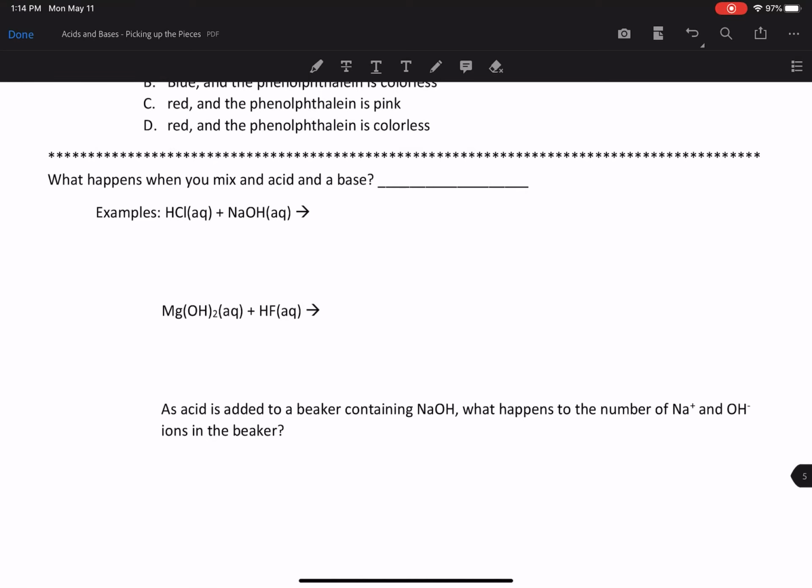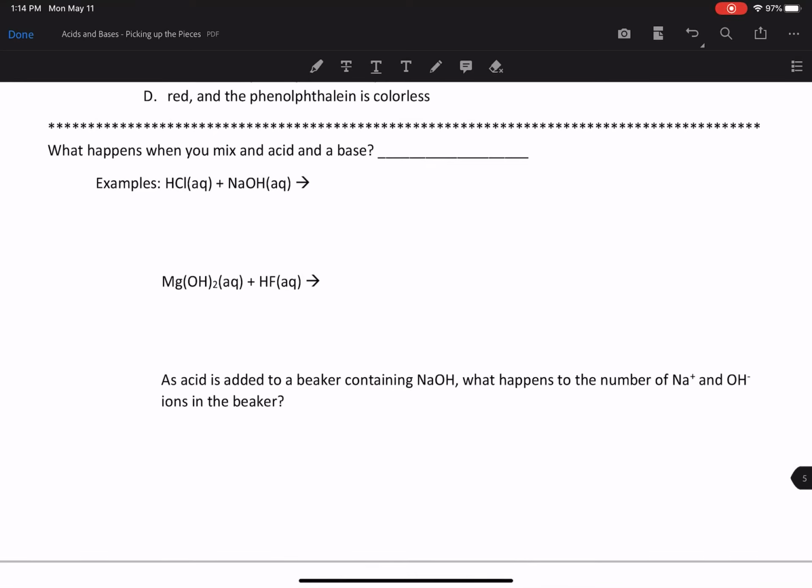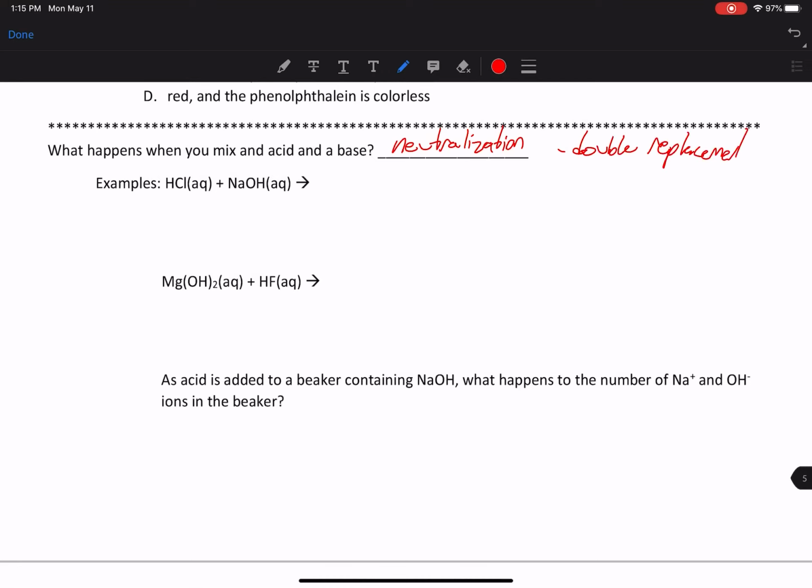All right. So what happens when you mix an acid and a base? Mixing an acid and a base results in what is called a neutralization reaction. That's neutralization. And these are all double replacement reactions. Okay, so let's look at an example of a neutralization reaction.